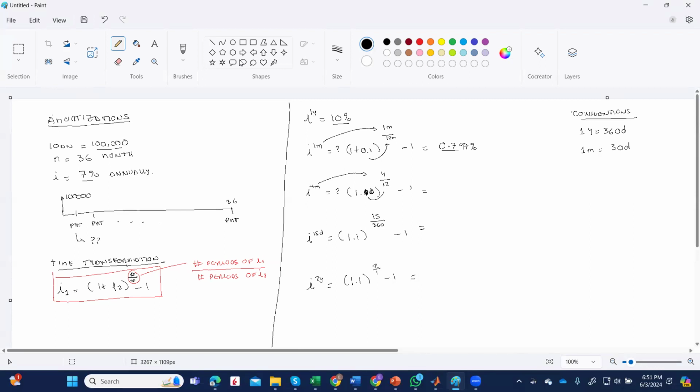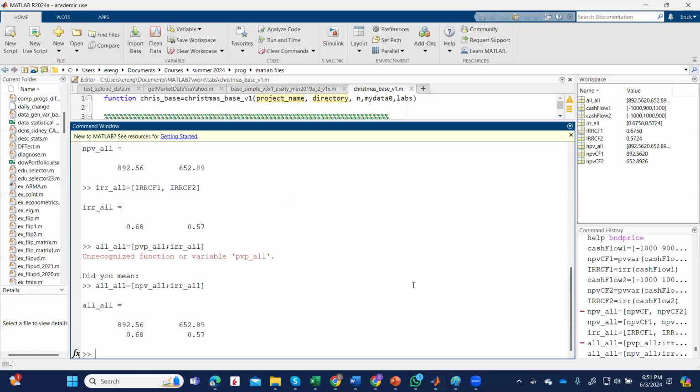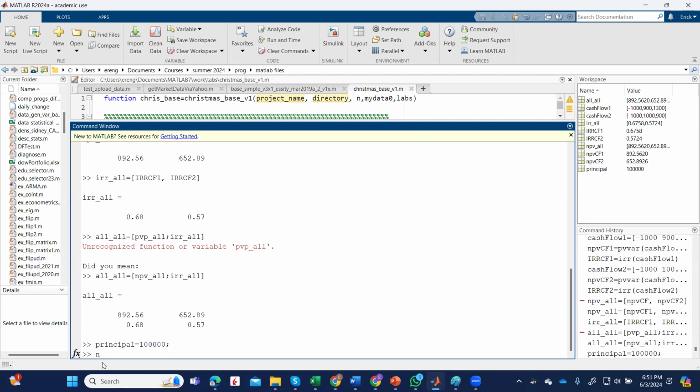Okay, so let's do these numbers. I have a loan of 100,000, N equals 36, interest rate 7% annual. We need to transform this into monthly. Okay, so let's do that. How do we do this in MATLAB? Let's do principal. Let's call this principal, or you can call it as you want. I want this to be 100,000. Let's call this N equals 36. We need to remember that this is months.